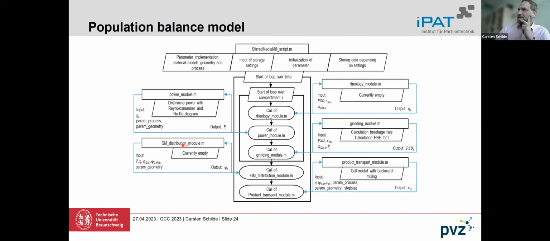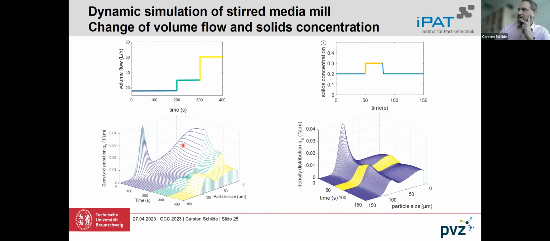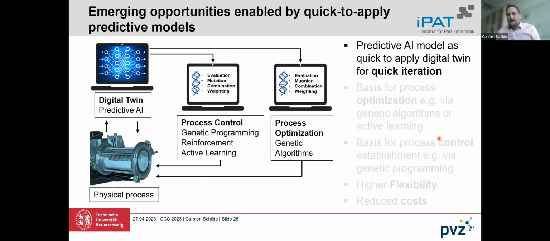And with this, if we calibrate the breakage function well, we can predict how the particle size distribution changes. For example, if we change our volume flow through the mill, which is given here on the left side, or if, for example, the solid concentration in our inflow changes, what happens with the particle size distribution within or at the end of our mill during the time.